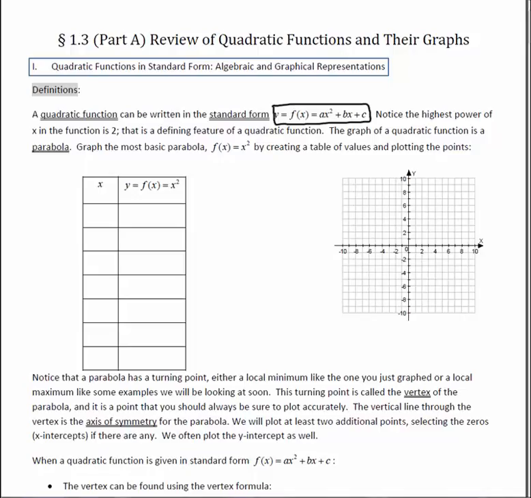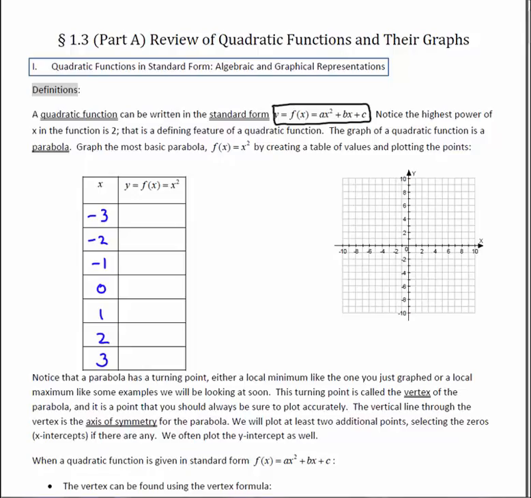The graph of a quadratic function is a parabola, and although I'm sure you've seen them before, I wanted to start by just drawing a graph of a very basic parabola. f of x, or y, equals x squared. And we'll do that just by creating a table of values and plotting our points. So I'm going to choose values from -3 to +3 for my x's. Just the integers for now. And in each case, the y is the square of the x value.